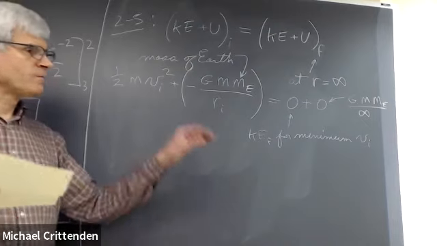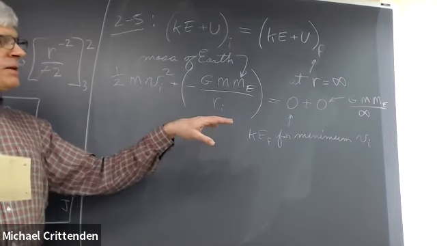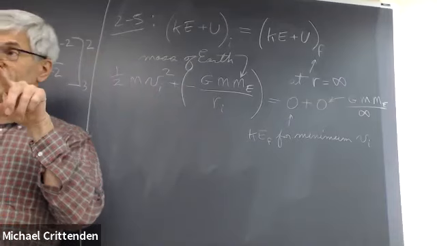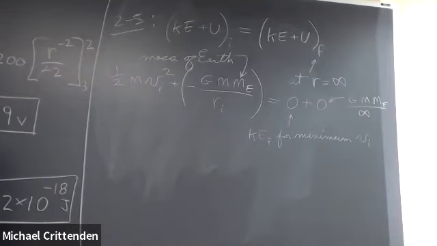So something that will fall back to Earth has a negative total energy, kinetic plus potential. Something that can escape is at least 0 or positive.